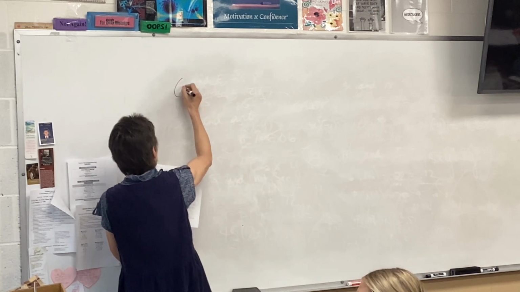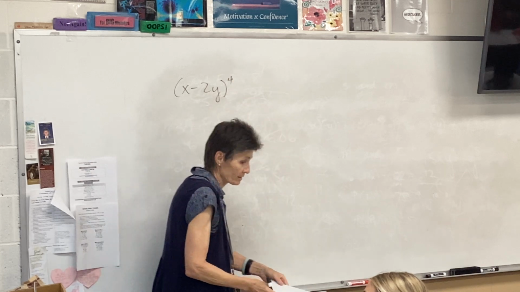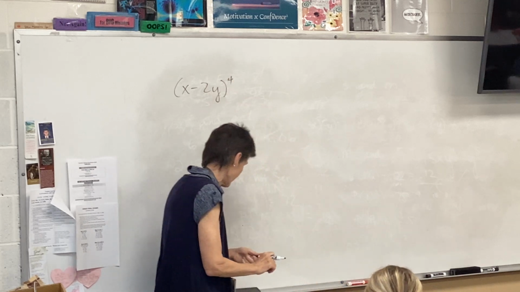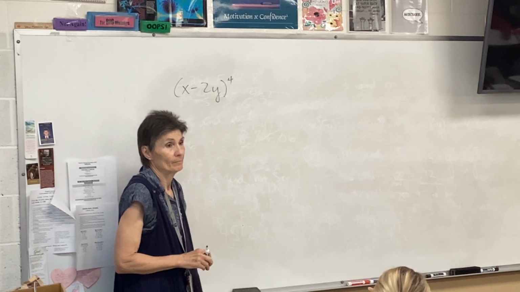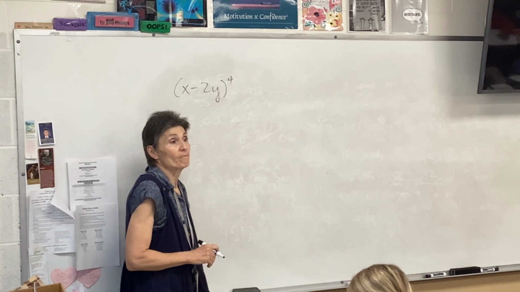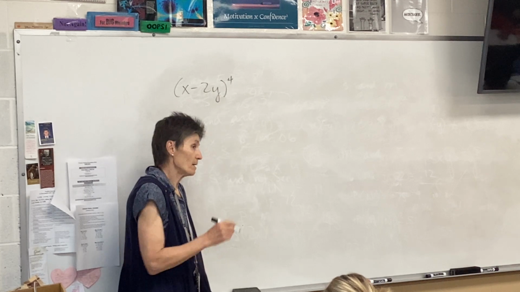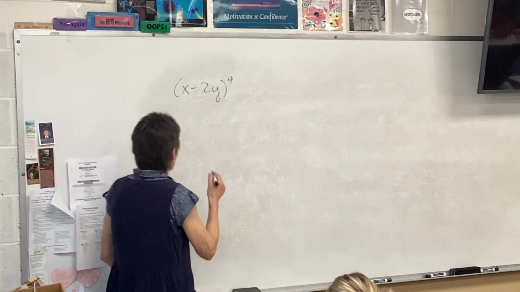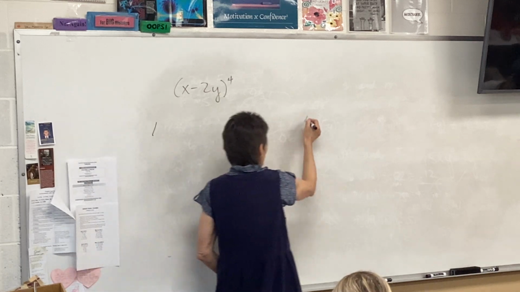Expand x minus 2y to the 4th power. Well, this looks an awful lot like what we just did. So what's step 1? I need the 4th row of the triangle, right? Now, I already wrote it out. I'm old and do this all the time. I have the 4th row memorized.